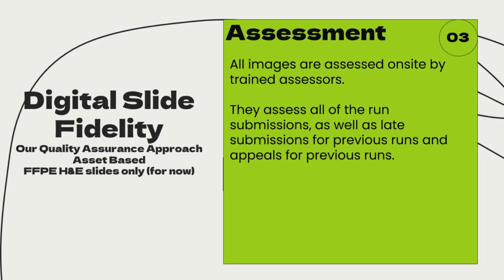All images are assessed on site. So all of our assessors come up to our office in Newcastle and they work in pairs. We also provide assessments of late submissions. So if our participants don't submit their images and the slides on time, we'll go back and we'll assess the slides from previous runs for them. And we can also, if anyone wants to appeal their score, we can do that for them as well.